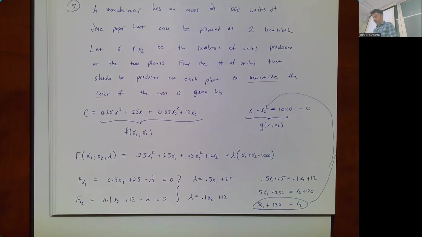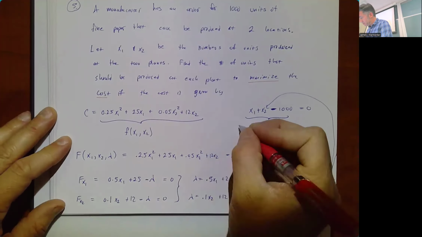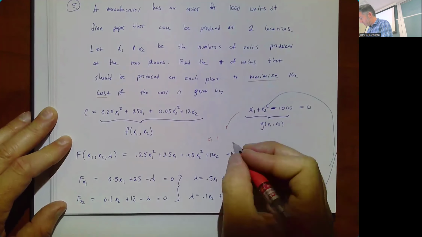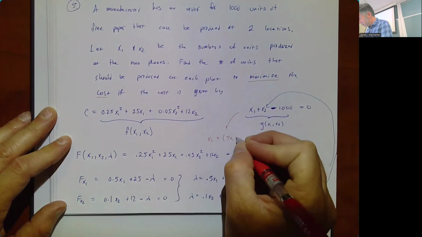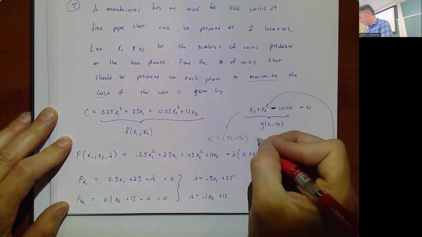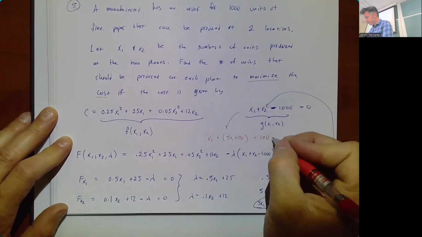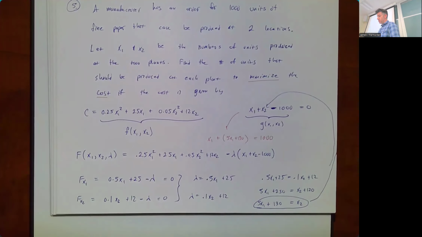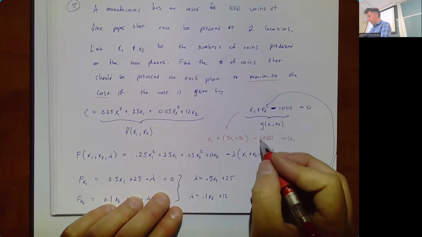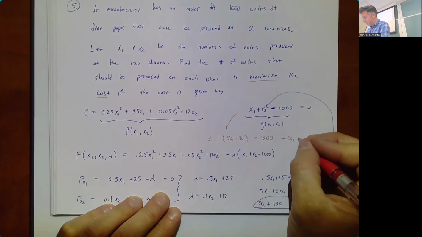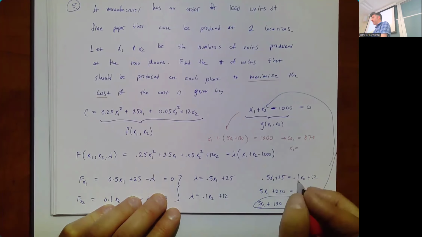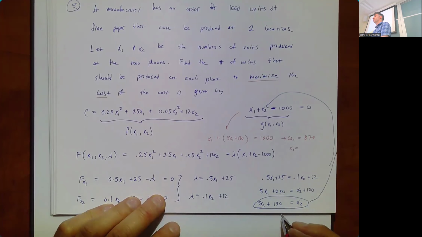So here, I can just rewrite this as x1 plus this thing for x2, my 5x1 plus 130, equal to 1,000. And then we can solve for x1. We get 6x1 equal to 1,000 minus 130, which is 870. So x1 is equal to 870 divided by 6, which is something.